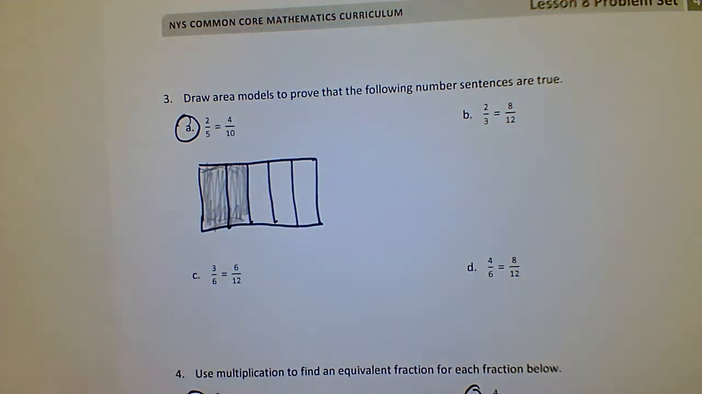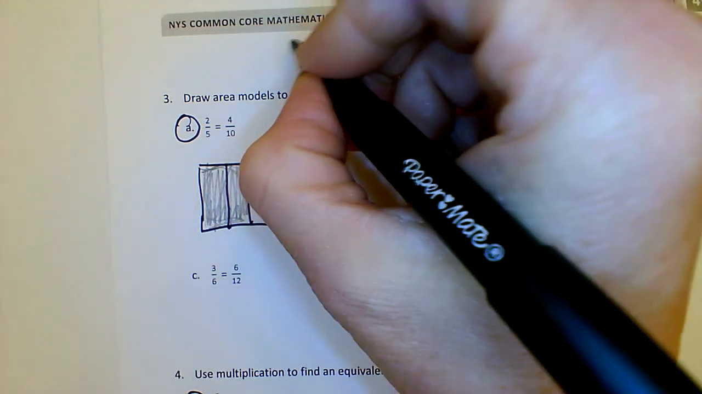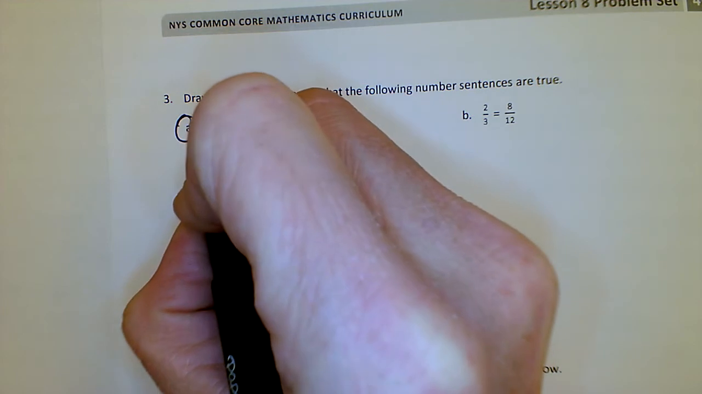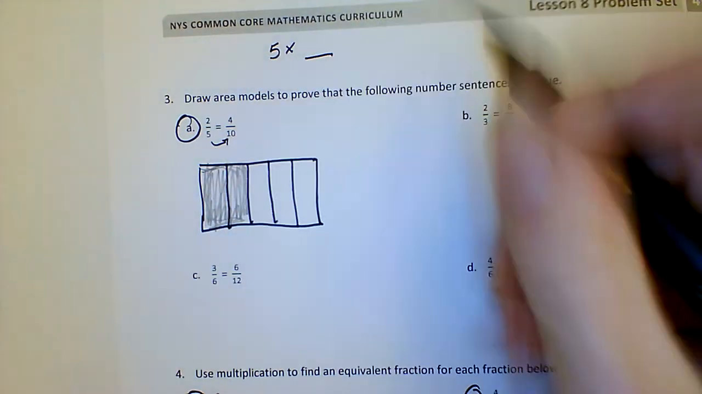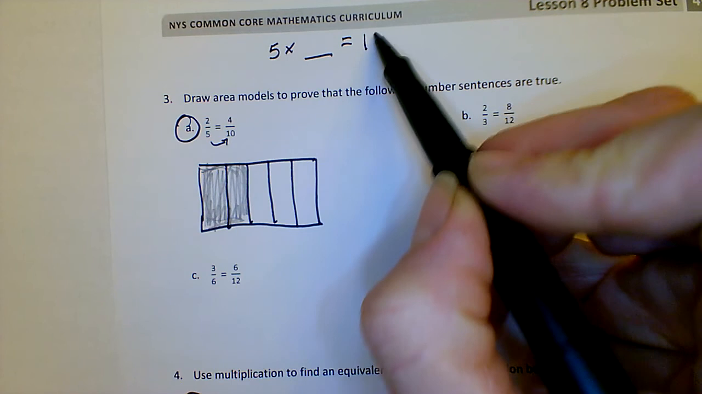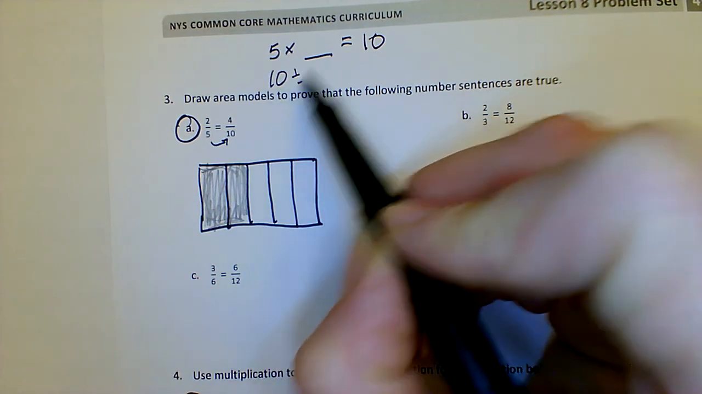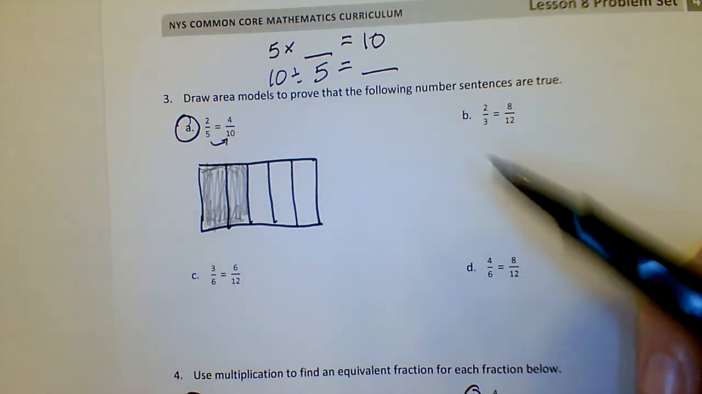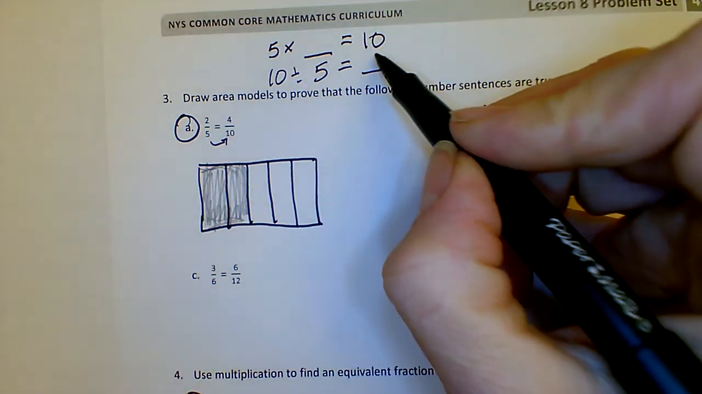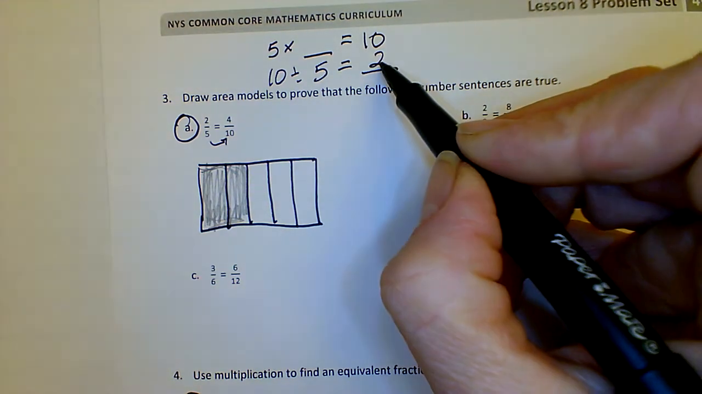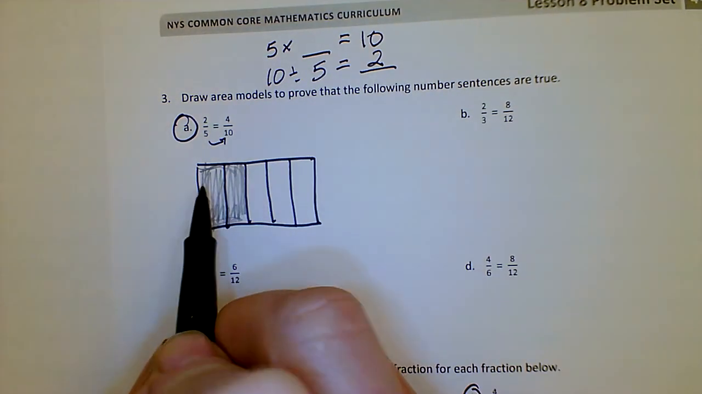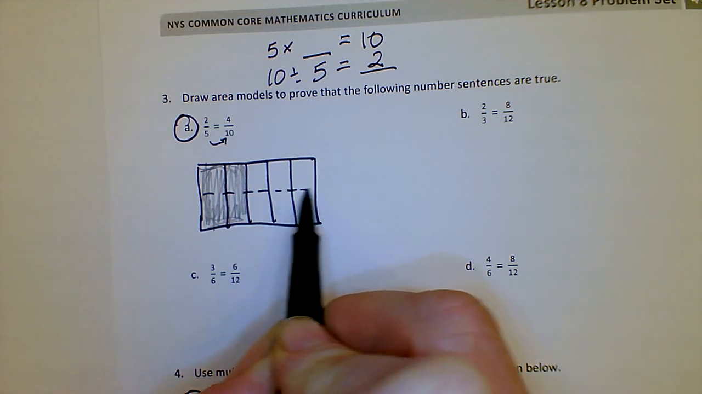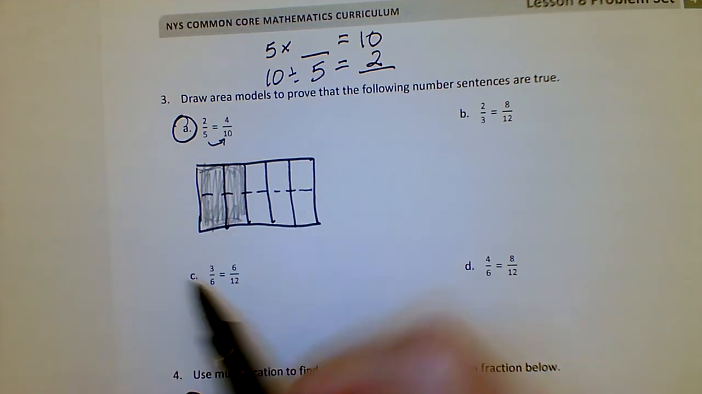I have to cut this up into pieces to make tenths. So again, I can take a look and see, how do I turn that 5 into 10? 5 times some number is equal to 10, or 10 divided by 5 will give me that number. And when I do that, I can think 2. So if I have to cut this up into 2 pieces, I just have to cut it 1 time. So this is where I'm going to put my line.